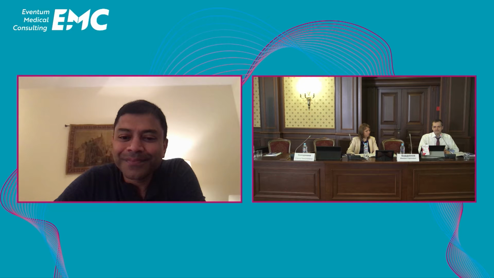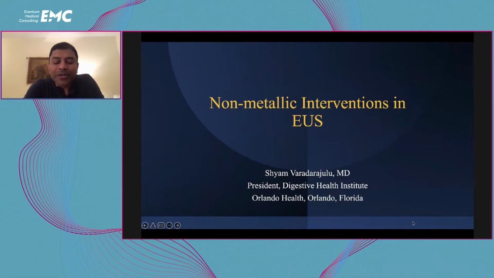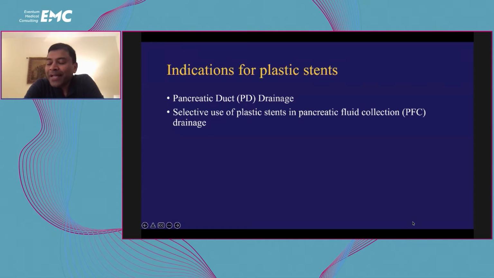Let's start. So you asked me to talk about non-metallic interventions in endoscopic ultrasound, and I've chosen to discuss the pancreas and the role of plastic stents and what we do with these plastic stents these days. I chose two particular indications. One is pancreatic duct drainage, and the second is selective use of plastic stents in patients with pancreatic fluid collections in the era of metal stents.